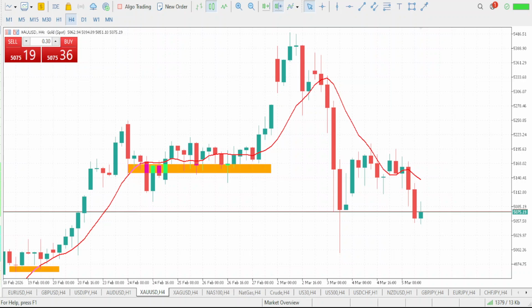This is going to be our prediction for the day on our gold. So let's take a look at what gold will be giving us for the day.